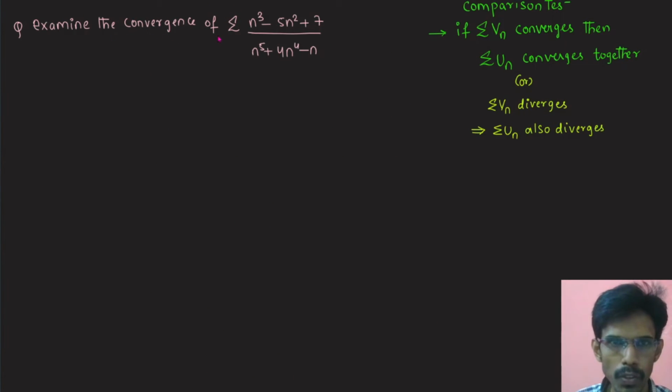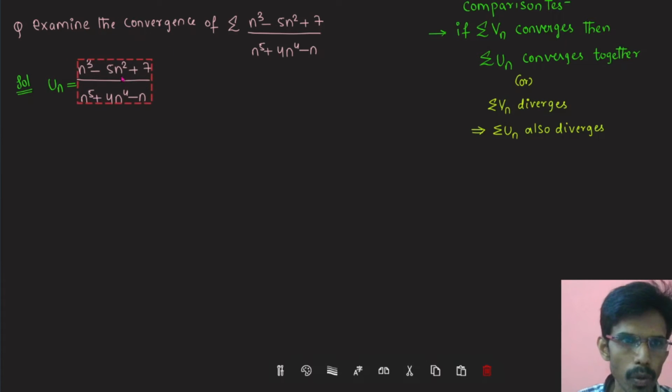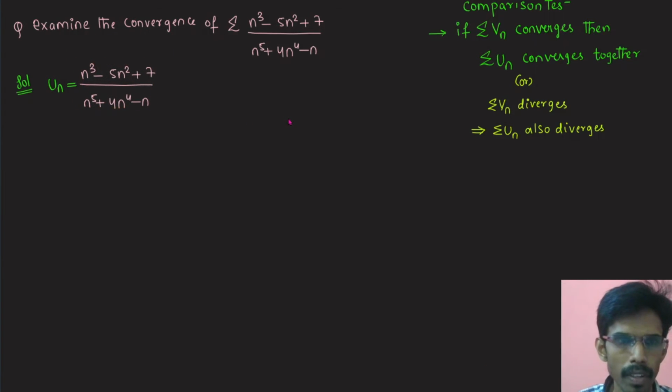Examine the convergence of sigma n cube minus 5n square plus 7 by n power 5 plus 4n power 4 minus n. Now let us solve this. Here the general term un is given as this term. We got this general term.